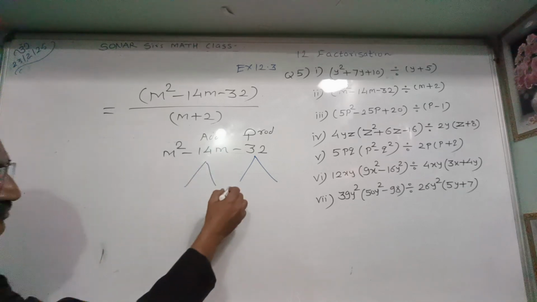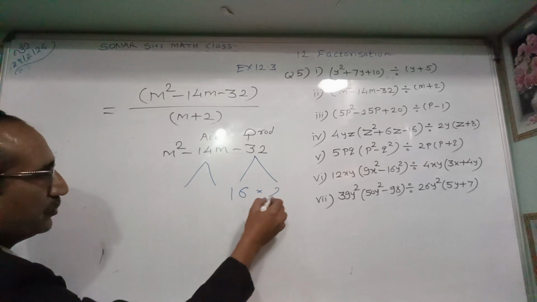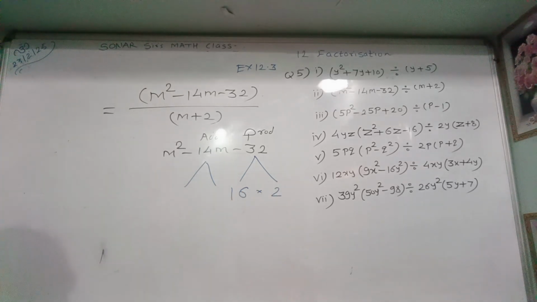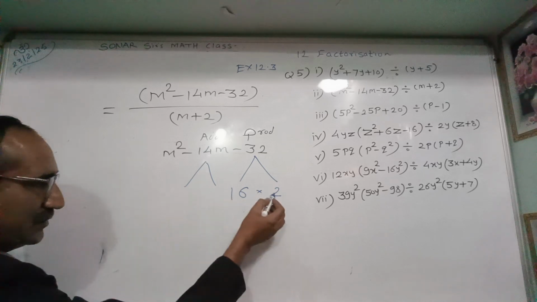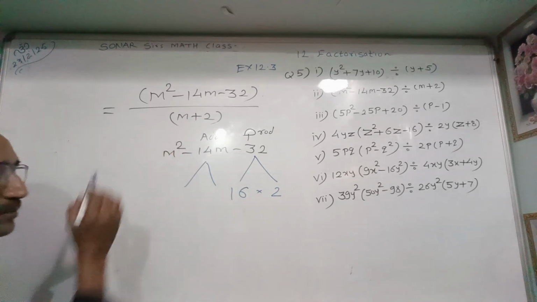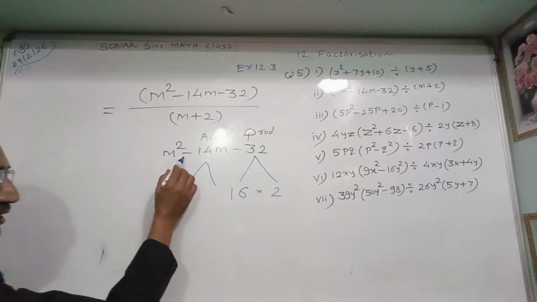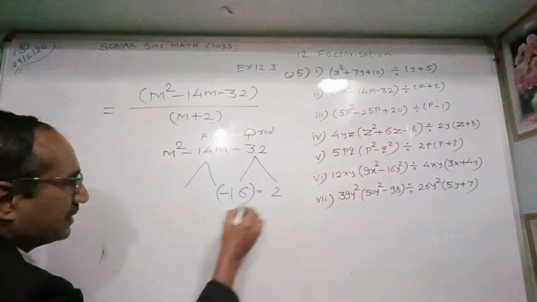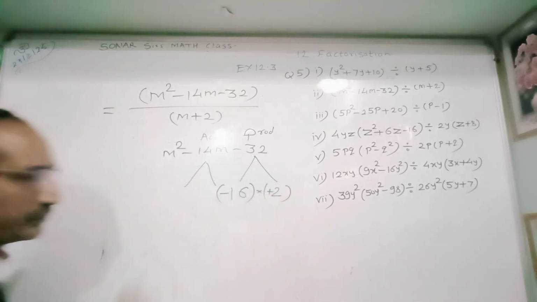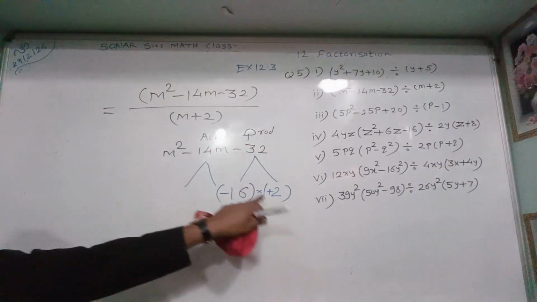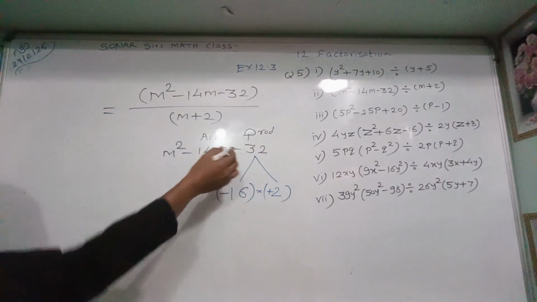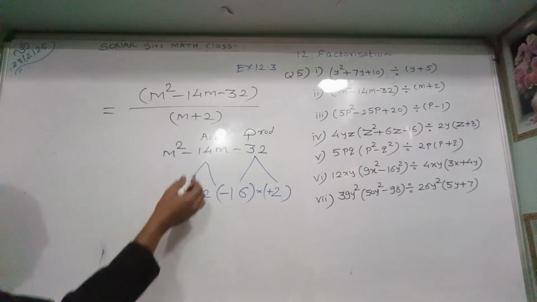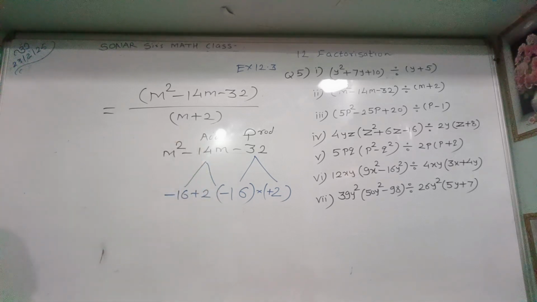So in this case we can take 16 into 2. So plus 16 minus 2: if we take this as plus and this one as minus, it becomes plus 14. But we are looking for minus 14. So we must take minus 16 and plus 2. The product of plus into minus becomes minus. Minus 16 and plus 2, the addition is minus 14.